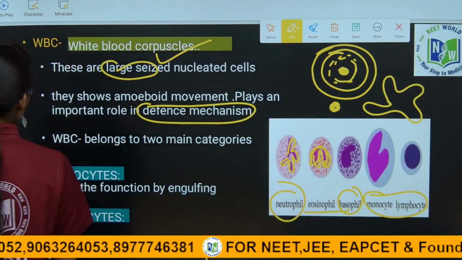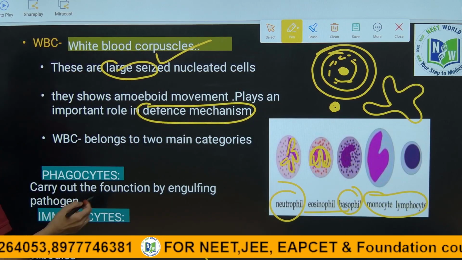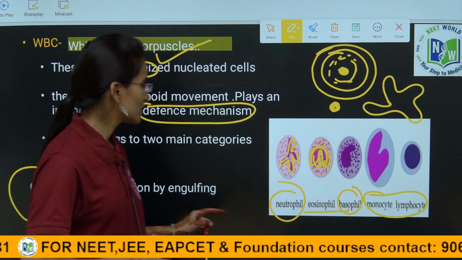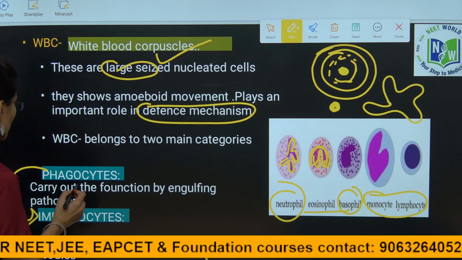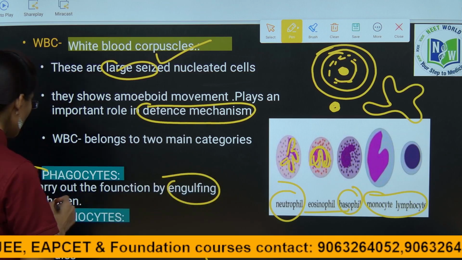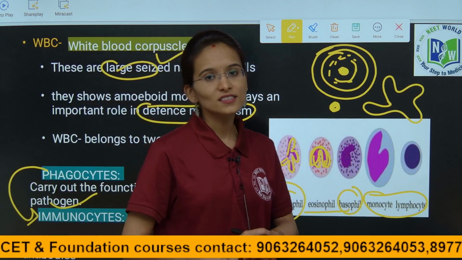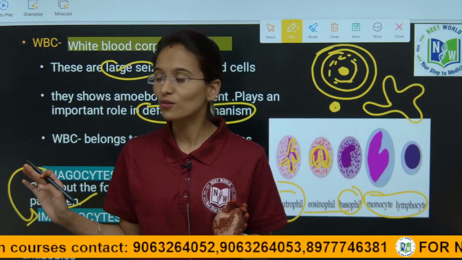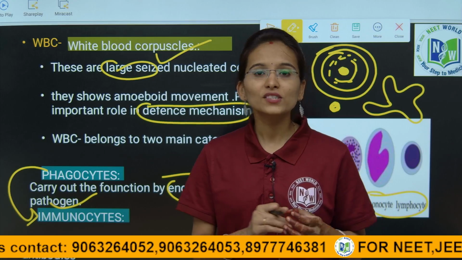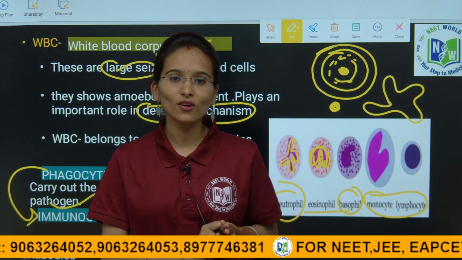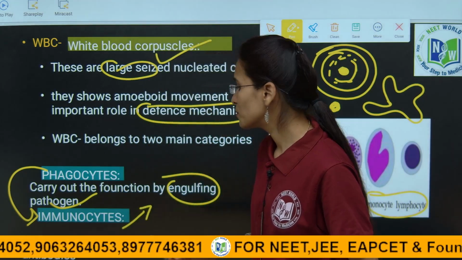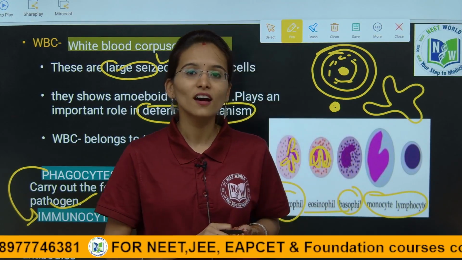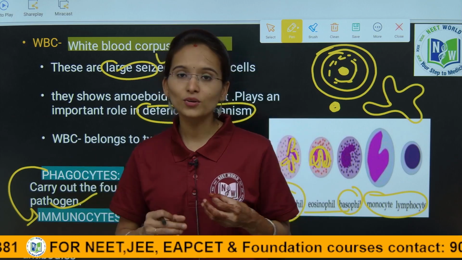So now these WBCs are again divided into two main types, phagocytes and immunocytes. Phagocytes carry out their functions by engulfing the pathogens. We are going to learn which cells come under the phagocytes. The phagocytes are the cells which fight against disease causing microorganisms, and the immunocytes are the cells which release antibodies towards those particular antigens.